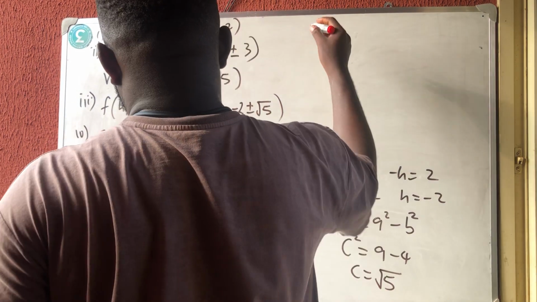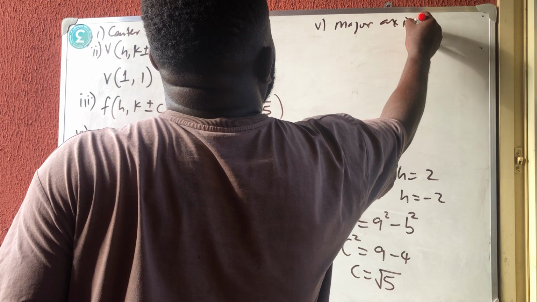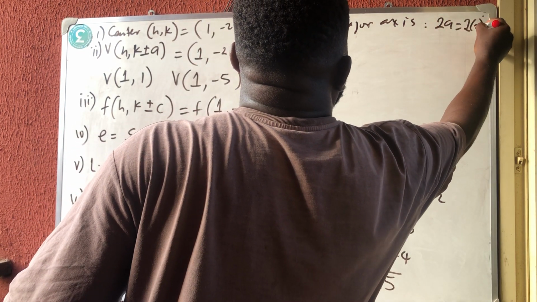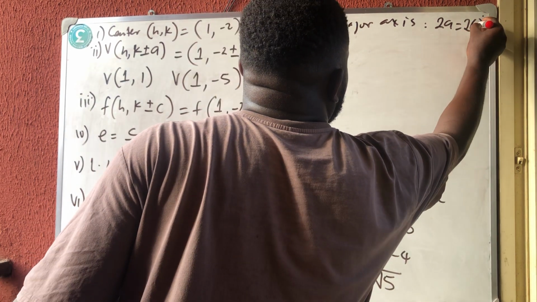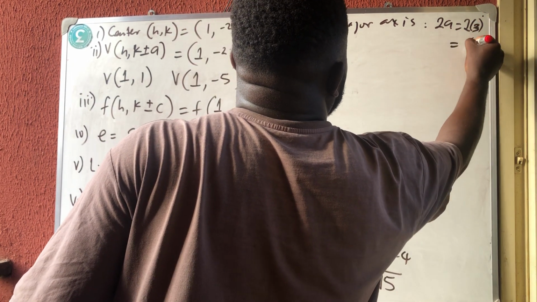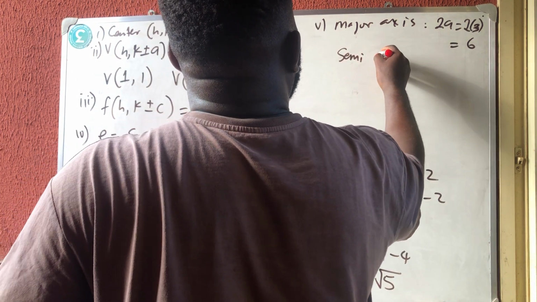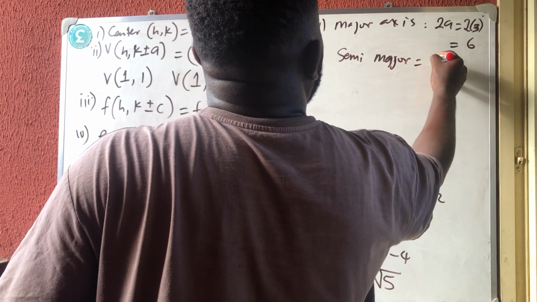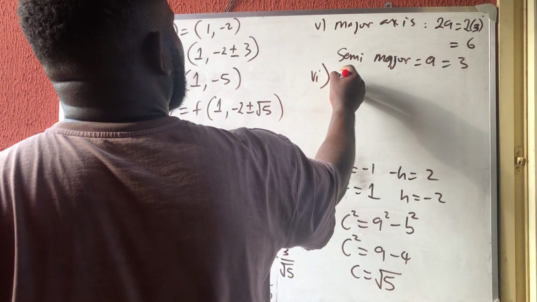So that is that. The next thing they're going to ask you is the minor, semi-minor, major, and semi-major axes. The major axis is 2a, which is 2 times 3, which is 6. The semi-major is just a, which is 3.